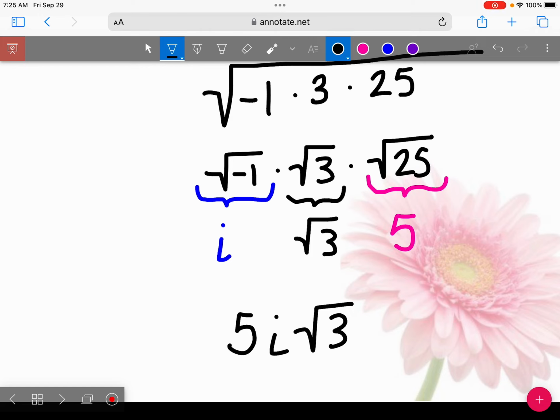I'm not super picky about the order. It's just easiest to read if we put all the things outside the radical in front of it. But if you said 5 square root of 3i, that is okay. These are a lot and these are a little weird. So let me know what you're thinking.